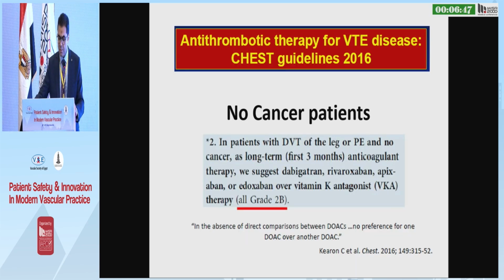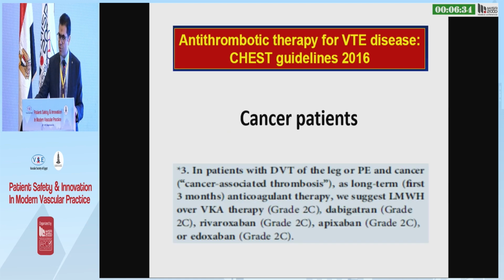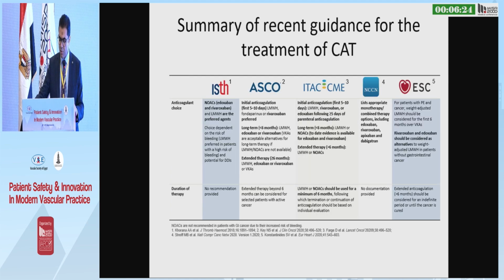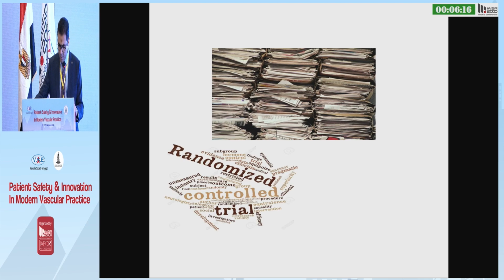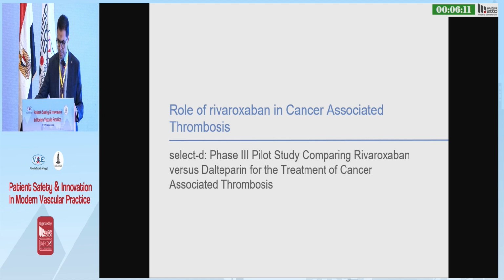In 2016, the ACCP guidelines suggested the use of DOACs over standard therapy in non-cancer patients. But in cancer patients, they suggested the use of low molecular weight heparin over DOACs. But this was in 2016. And now, by the accumulation of evidence, all guidelines recommend the use of rivaroxaban in cancer patients. The evidence comes from randomized controlled trials and real-world evidence.